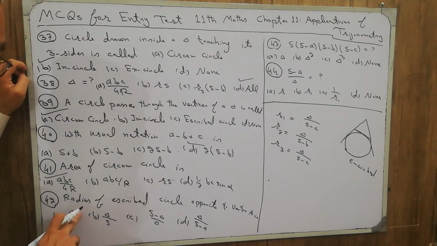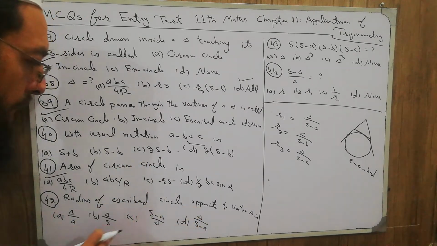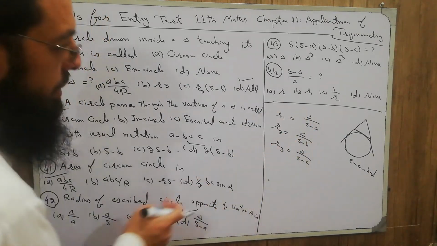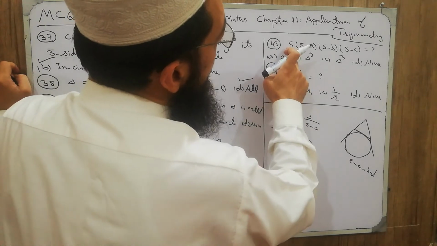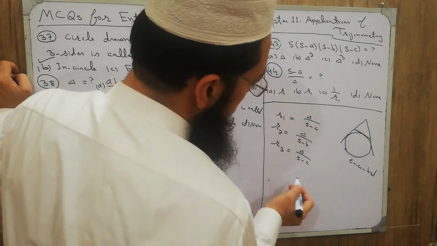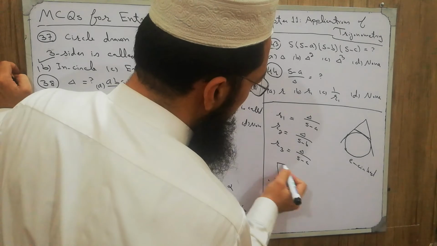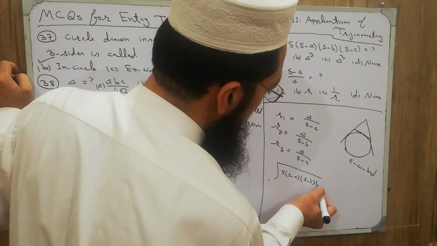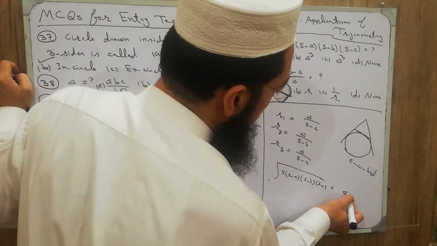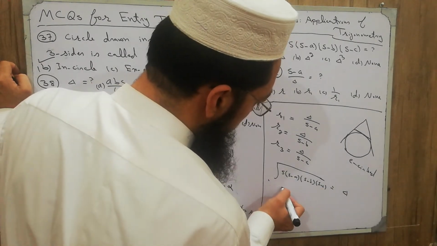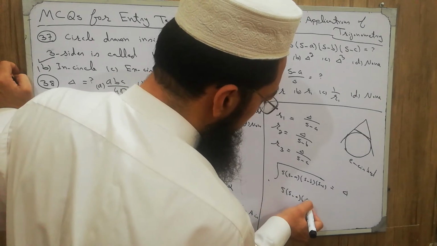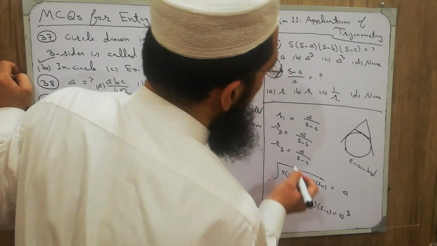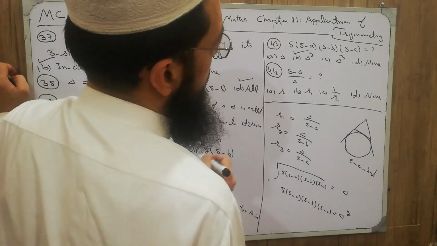So the radius of escribed circle opposite to vertex A is del divided by S minus A. Note all these formulas. 43: S into S minus A into S minus B into S minus C is equal to. Here the formula is S into S minus A into S minus B into S minus C is equal to area. This is Heron's formula. Squaring both sides, S into S minus A into S minus B into S minus C is equal to the square of area. So option B is the correct option.